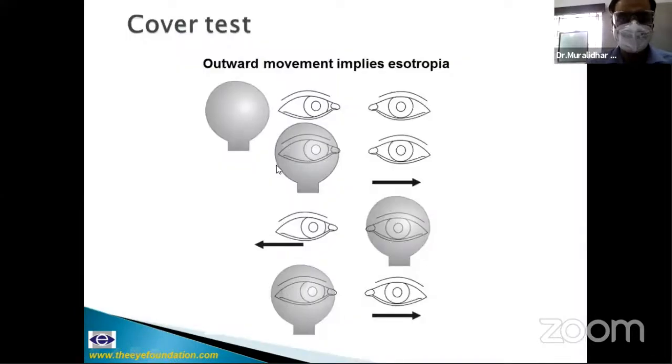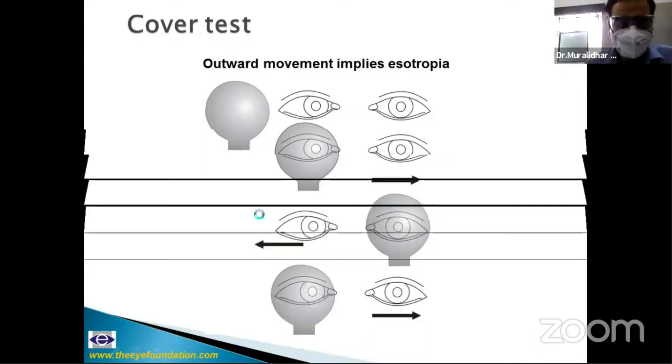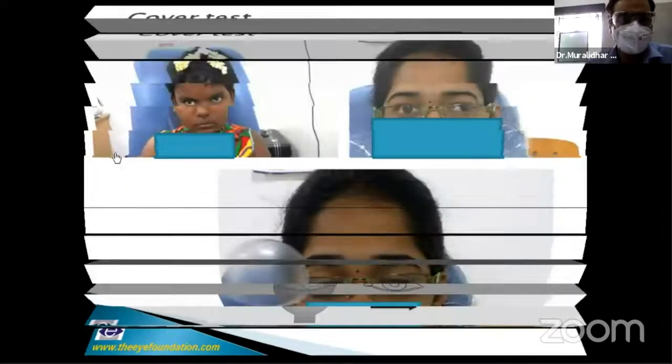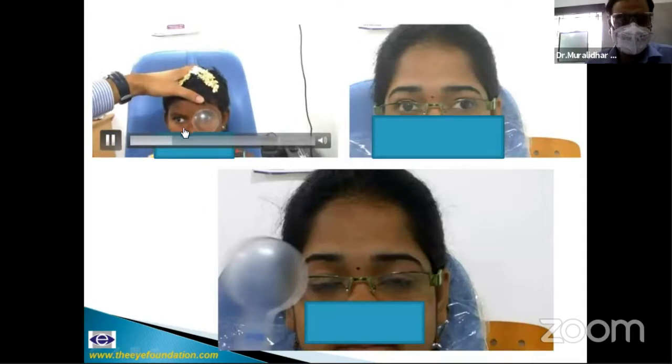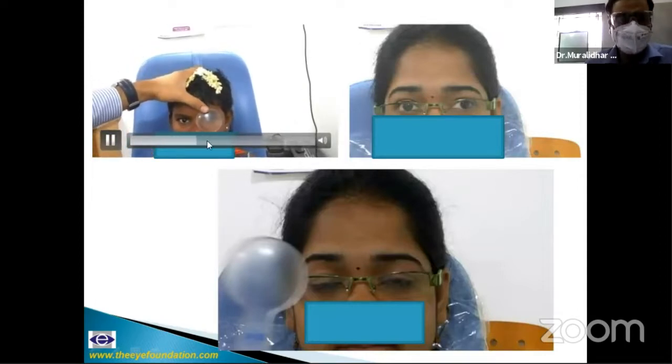And I use this diagram very often when I teach my residents and fellows. If you cover one eye, the other eye moves out, that signifies esotropia. So the use of a schematic diagram followed by a practical demonstration. For example, when you cover this eye, the right eye takes a fixation. When you remove the cover, the right eye continues to have fixation.